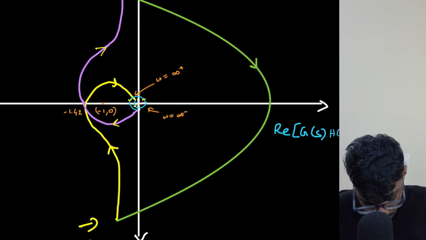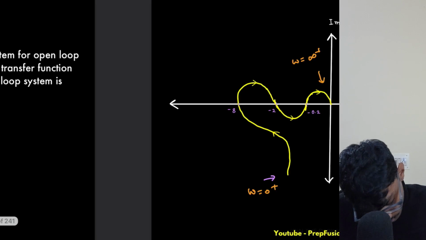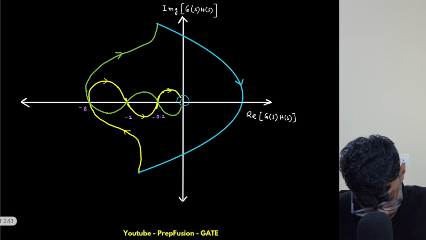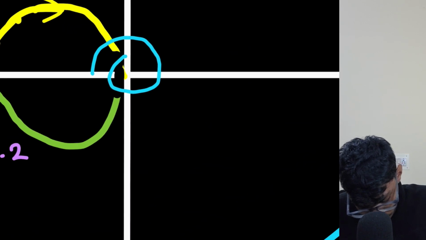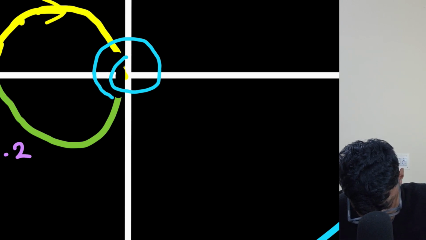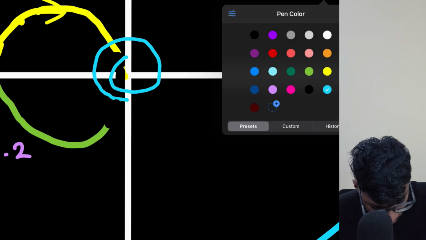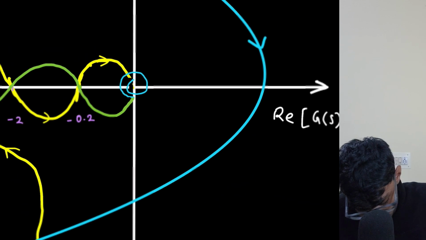So this is like this. That is it. And here also it will end here, where my mirror image of the polar plot ends. It goes like this.